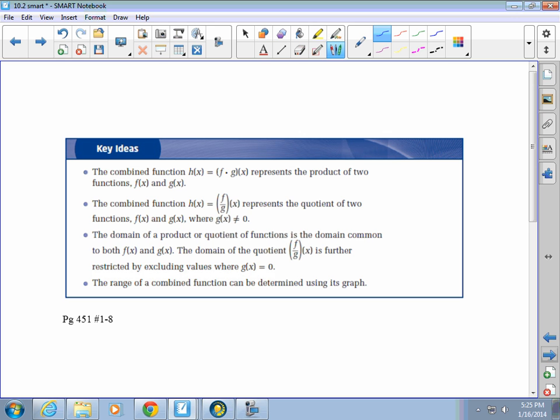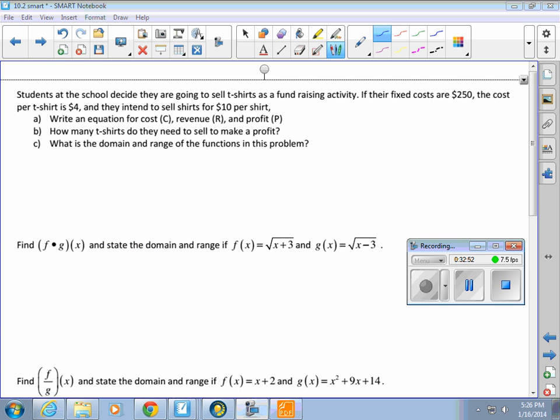Well, I missed inserting a page here. I'm just going to pause so I can insert the other page. Okay, sorry about that. I missed that one page.